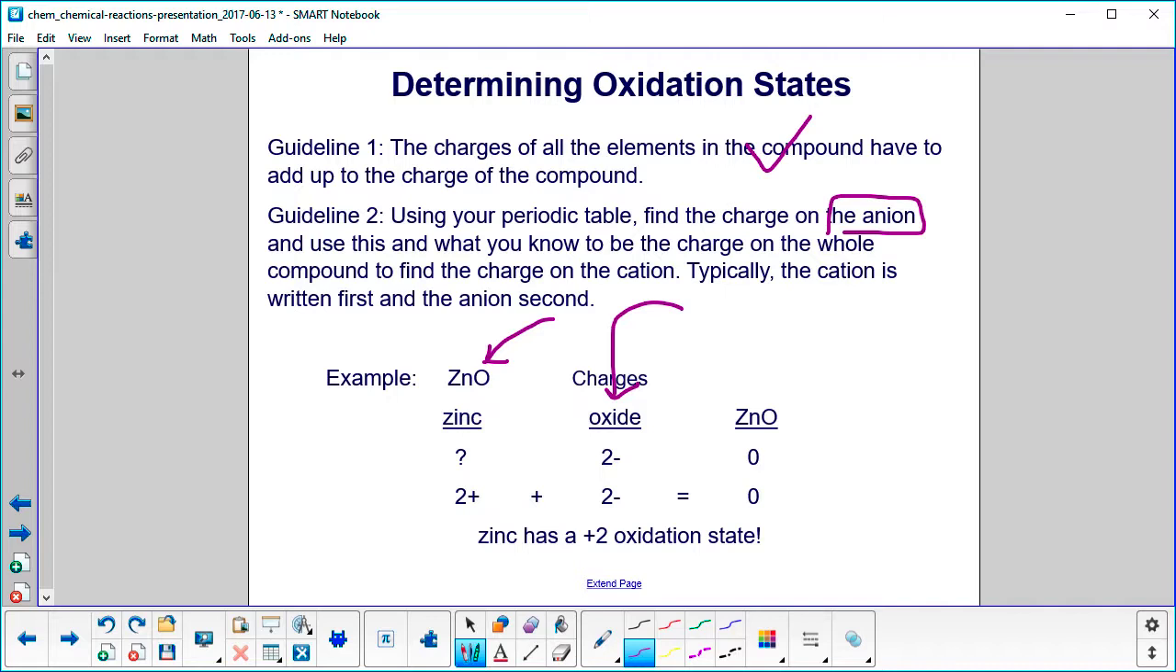This will enable you to find the charge on the cation. Typically the cation is written first and the anion second. So we get this information from the periodic table. That's oxygen's oxidation, -2. We know the overall compound is 0, and we need to find zinc. So we need X plus a -2 equals 0. That means zinc has to be +2. So zinc has a +2 oxidation state.